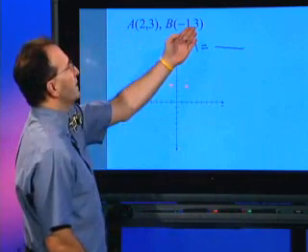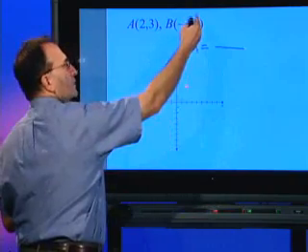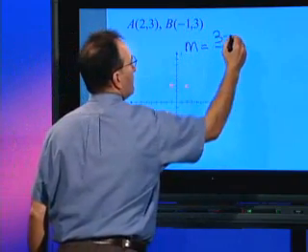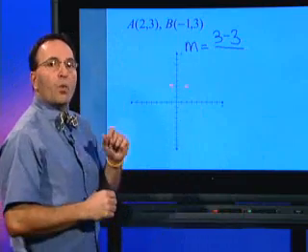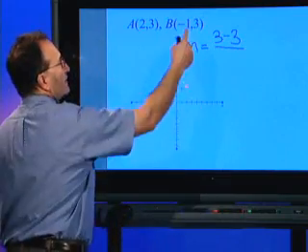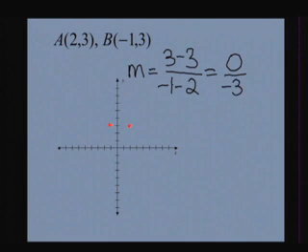the top, which is the change in the y coordinates, so it's 3 minus 3, and then divided by the change in the x coordinates, so that would be negative 1 minus 2. On the top, we have 3 minus 3, which is 0. And on the bottom, we have negative 1 minus 2, which is negative 3, which, of course, we don't need to write because overall our slope is 0.